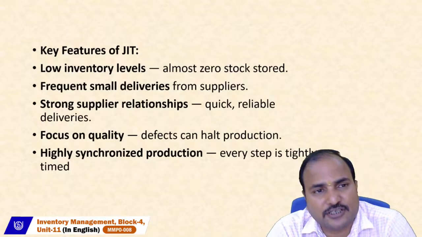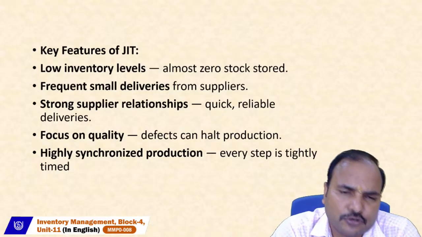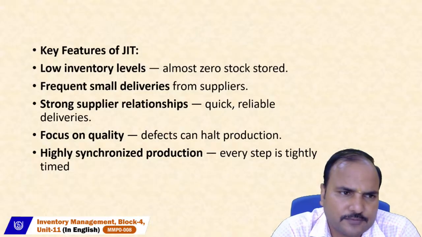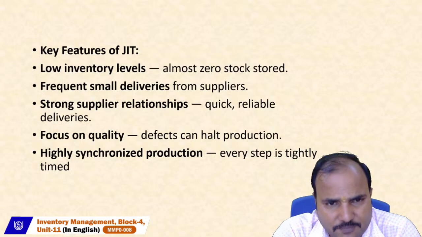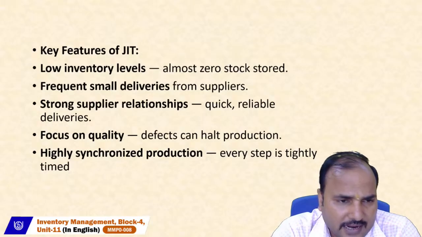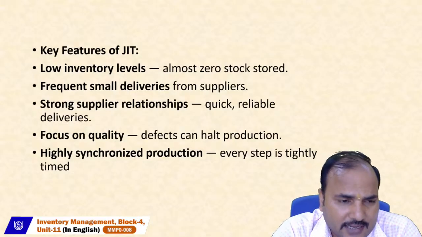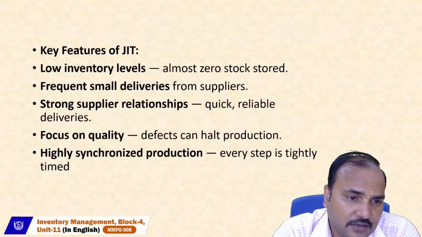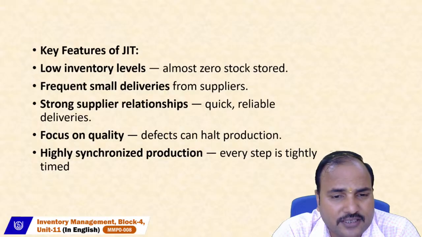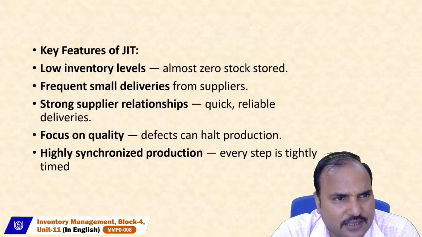There are some key features of just-in-time. One is low inventory levels; almost we can say this is a zero stock store. There are frequent small deliveries from the suppliers, and there must be a strong relationship, that means quick and reliable delivery. There is a focus on quality, because defects can halt production. Then highly synchronized production systems, where every step is tightly timed.